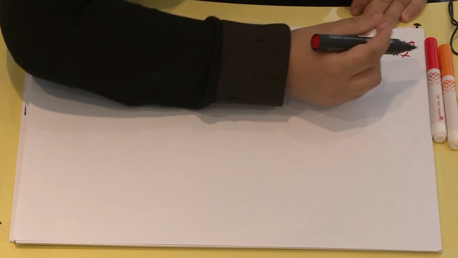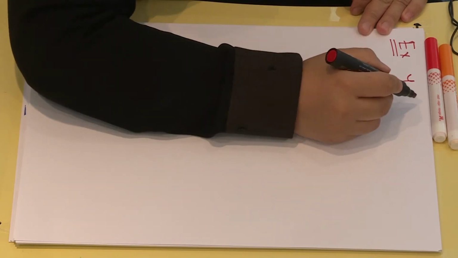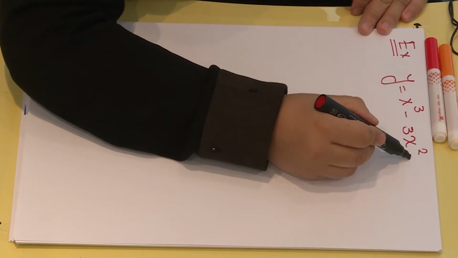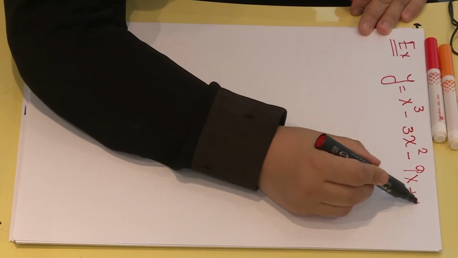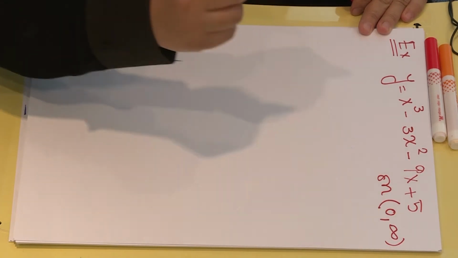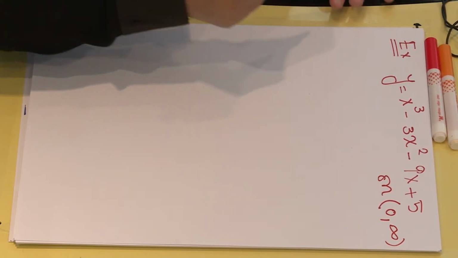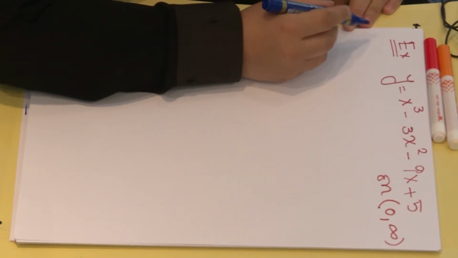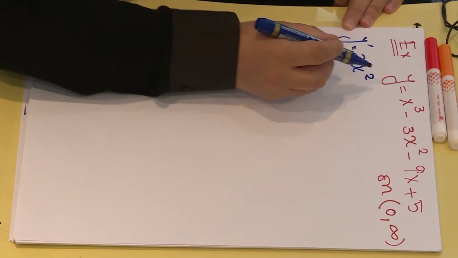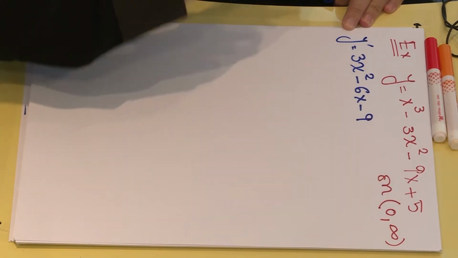Again, use the second derivative test to find the relative extrema of the function y equals x cubed minus 3x squared minus 9x plus 5 on the interval, and they are specifying an interval for us, which is minus infinity to plus infinity. Again, we will do the same steps we've done in the previous problem. We should find the first derivative and then the zeros of the first derivative. So y prime equals 3x squared minus 6x minus 9, and the derivative of the 5 is 0.